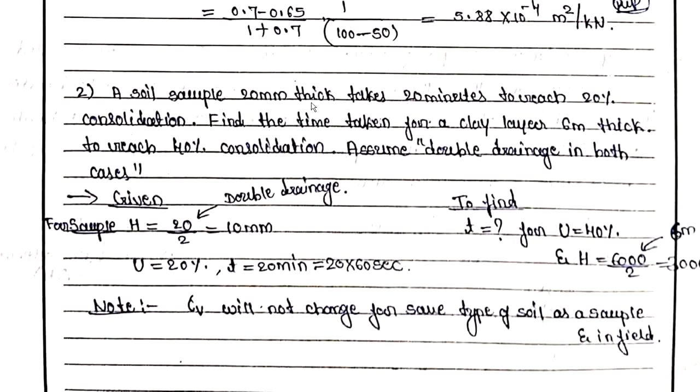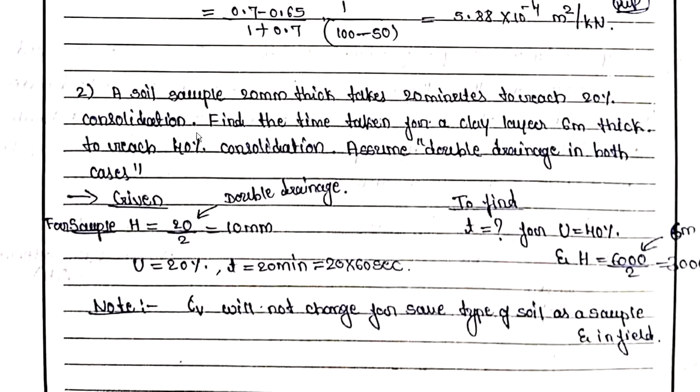A soil sample 20 mm thick takes 20 minutes to reach 20% consolidation. Find the time taken for a clay layer 6 meters thick to reach 40% consolidation. Assume double drainage in both cases.